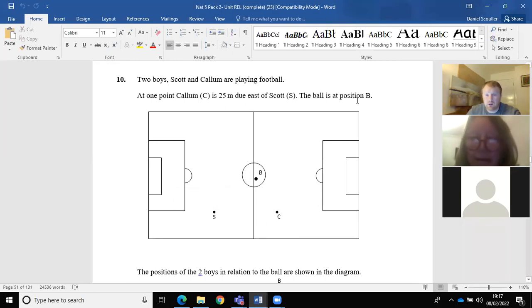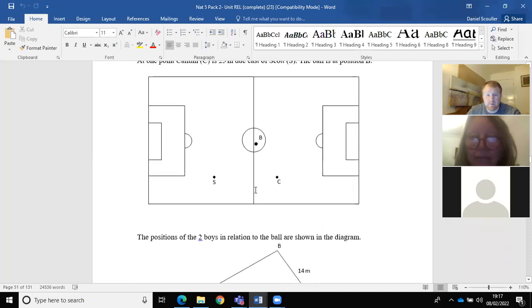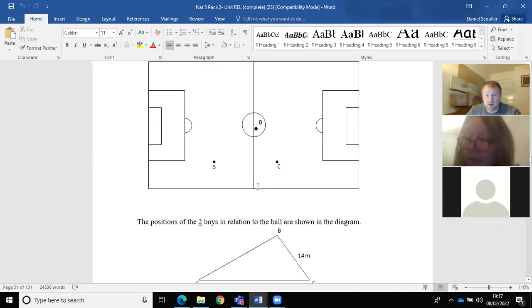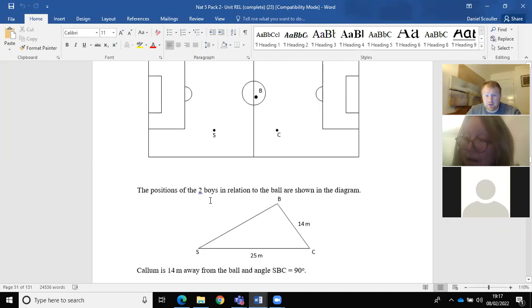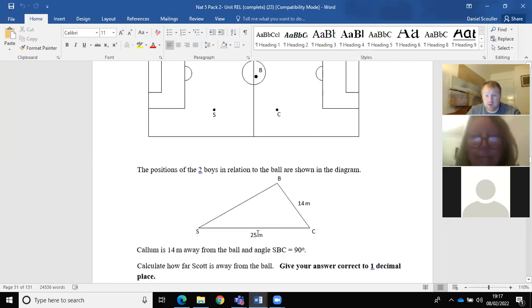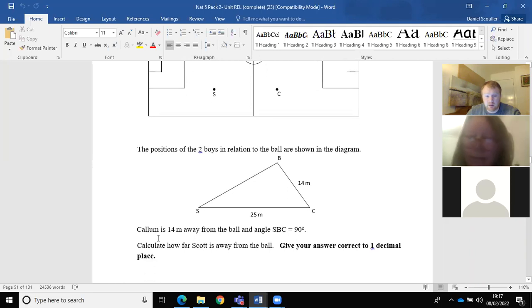Okay, the ball is at position B. And then it gives you a nice wee diagram. 2 boys in relation to the ball are shown in the diagram. Okay, so you've got a 14 metre side, you've got a 25 metre side. Callum is 14 metres away from the ball, and angle SBC is 90 degrees. Right, let's go through what that's SBC. Again, they've lettered each of the different corners of this triangle.